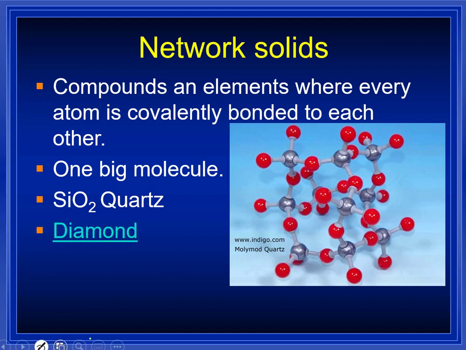Diamond is pure carbon. Okay? Diamond is pure carbon, where every carbon is hooked to 4 other carbons. Graphite. Graphite is also pure carbon.